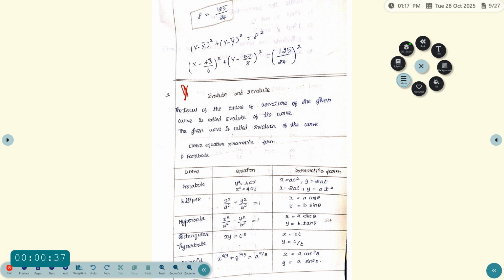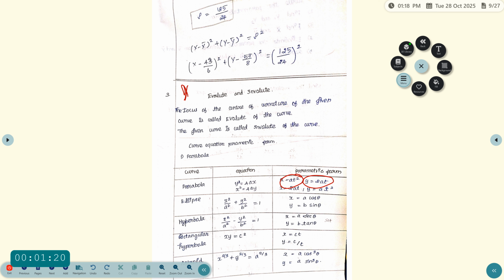Now we are going to see some basic curves along with their parametric equations, because we are going to start the evolute and involute by using the parametric equations only. Now the parabola equation, we know that very well. The standard equation of parabola is y square equal to 4ax and x square equal to 4ay in various directions. And the parametric equations are given by x equal to at square, y equal to 2at. This is the parametric equation of parabola.